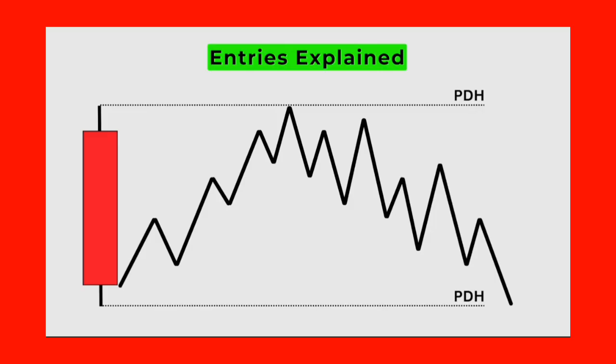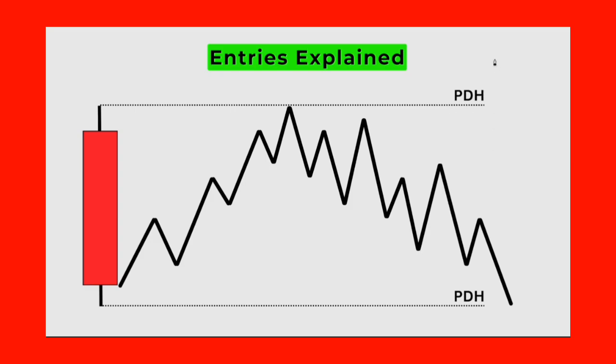So now that you understand the rules, how do you actually take a trade? What do you wait for? Here I've explained it to you. Here I've drawn out a bearish daily candle. And let's say, for example, here we have our previous day high, and over here we have our previous day low. I have marked it out here for PDH and PDL.